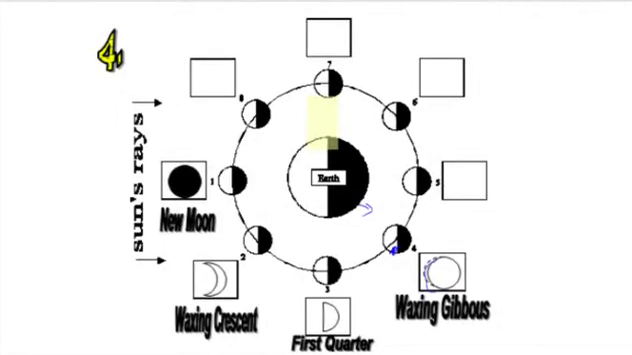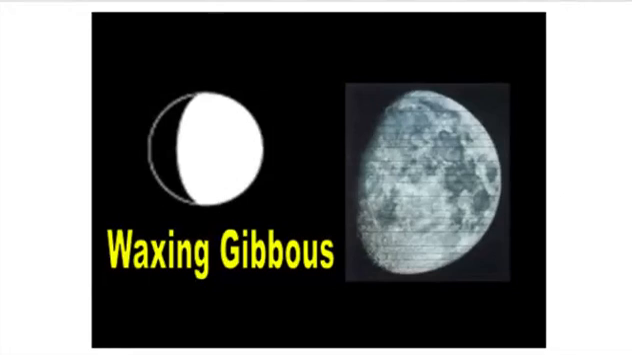So what that would look like is a waxing gibbous. Notice that only the left side is shaded in and the right side is completely lit up, okay? And this is what it would look like in real life. It's still waxing because the right side is lit up and it's getting bigger.